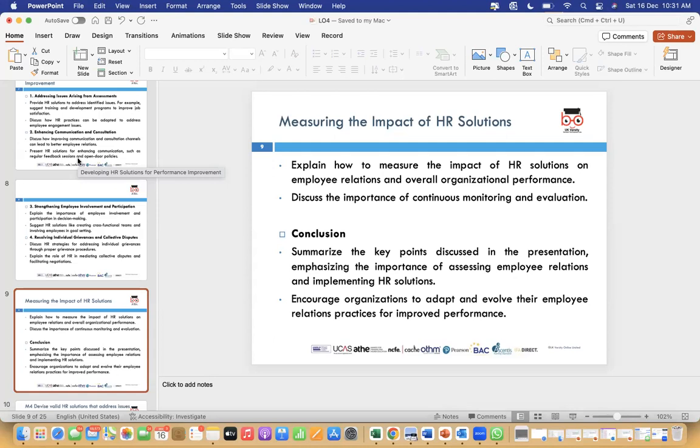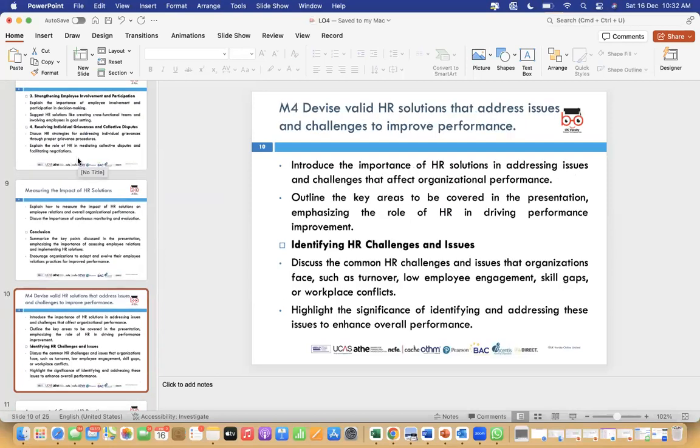Okay, we spoke about different things over here. So how essentially all of them can help to improve employee performance. Then diverse and valid HR solutions that address issues and challenges to improve performance. So firstly, we're going to talk about, there are different solutions in addressing issues. I just gave an example. There can be a strict approach. There can be a relaxed approach. So approaching different challenges in an organization is important. And how HR plays a very important role in pushing improvement in performance.